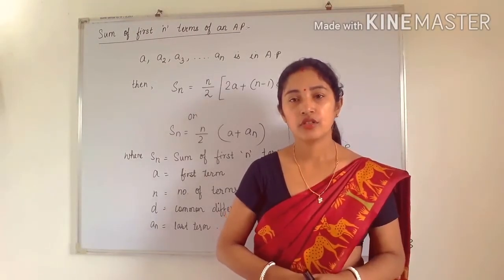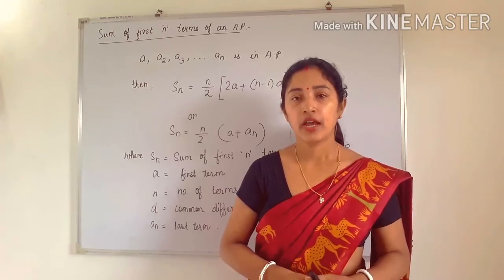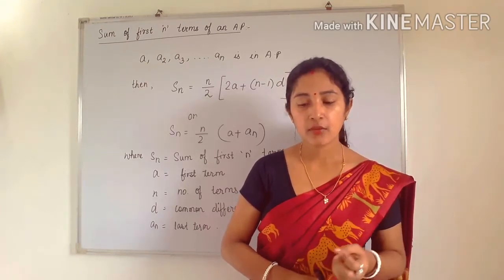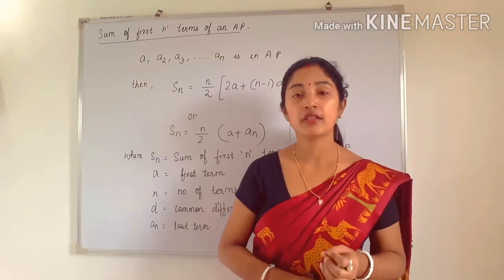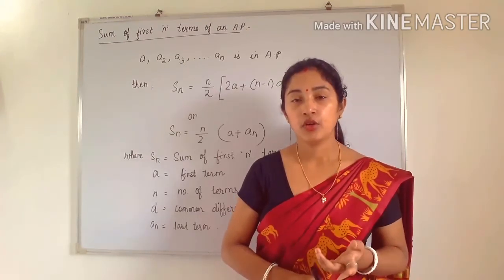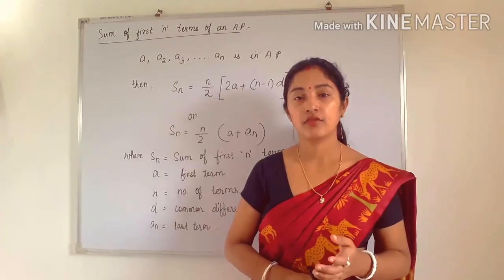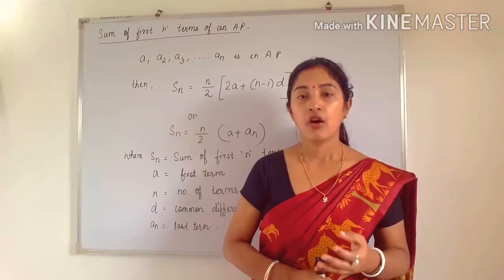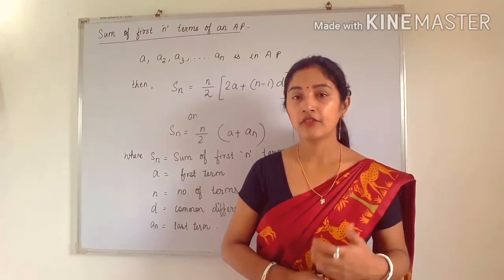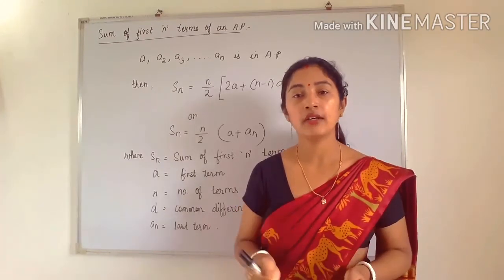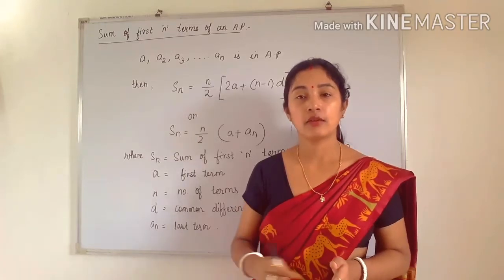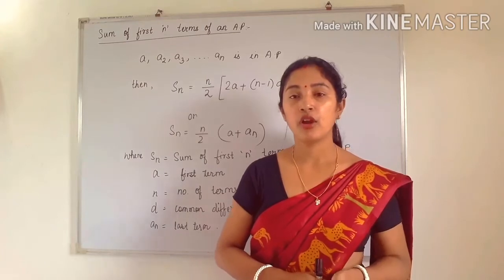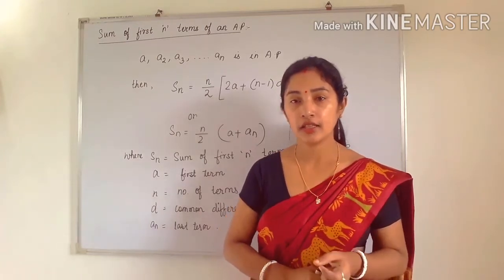So today I am going to start a new topic, that is sum of n terms of an AP. So what is sum of n terms of an AP? We have to find the sum of an AP. If there is any sequence, any series which is in AP, we can find the sum of all the terms starting from the first position up to n terms, that means up to the last term. We can easily find the sum using a formula. Okay, there is a formula for finding the sum.